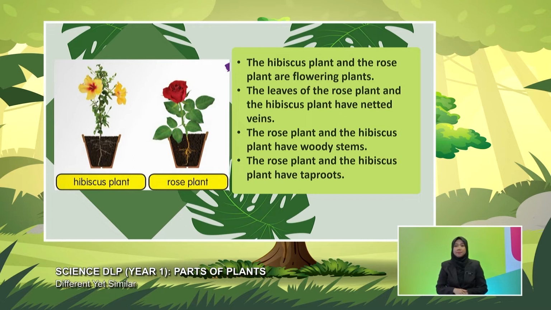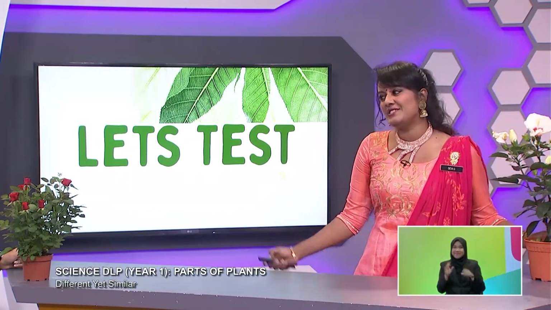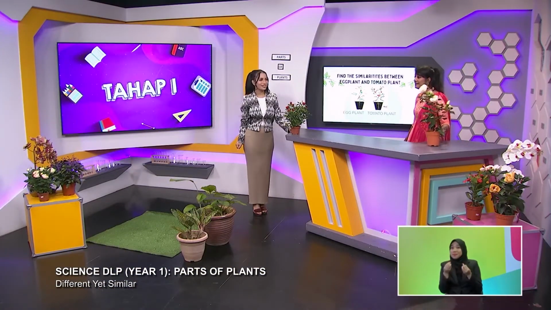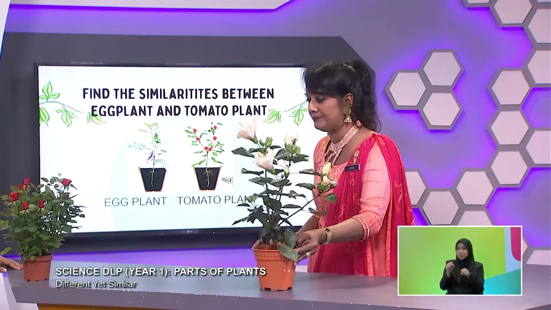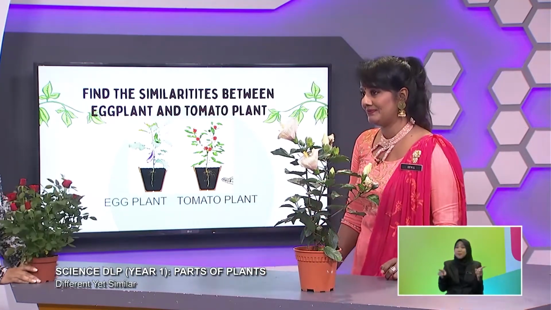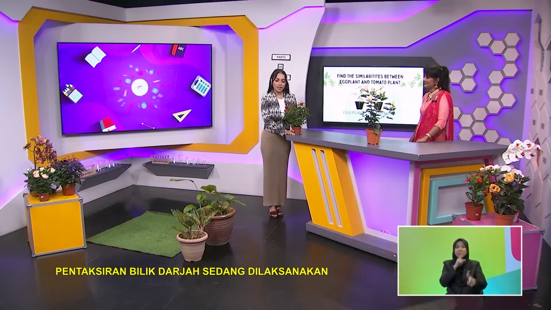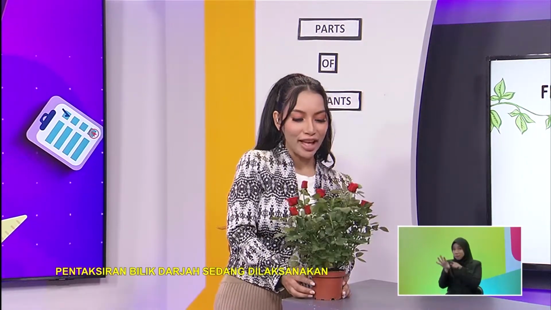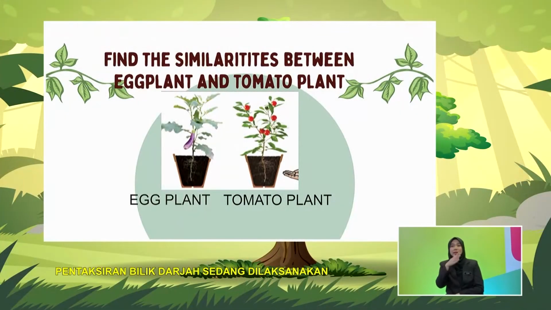Oh, those are the similarities, right, teacher? How about differences? So we are going to test you. I want you to find the similarities between the eggplant and the tomato plant. What are the similarities here? They both have tap roots. Very good. And then? Next, they have netted veins on the leaves. Well done. And also they have woody stems. Wow, that's great. And they both are flowering plants, teacher. Yes, that's great.